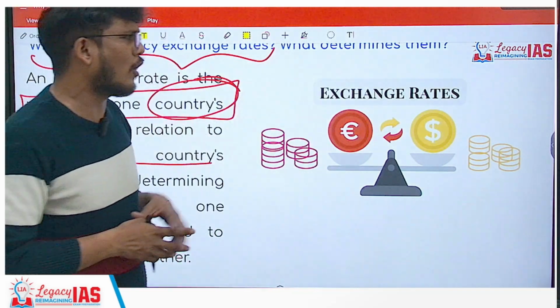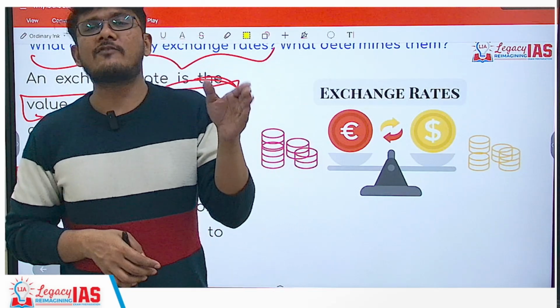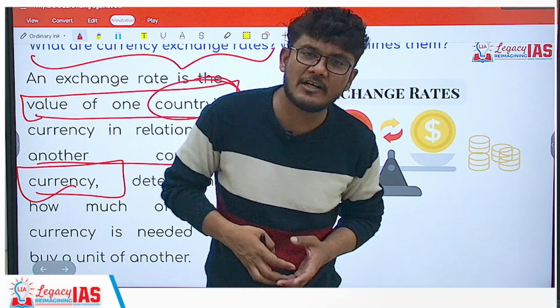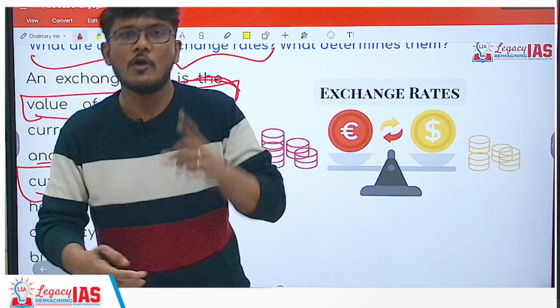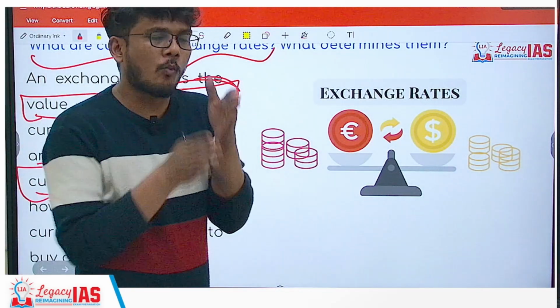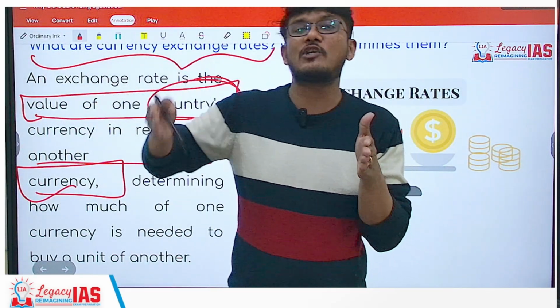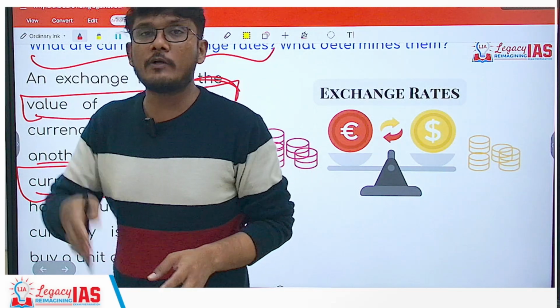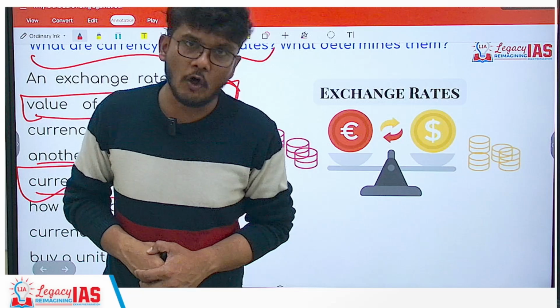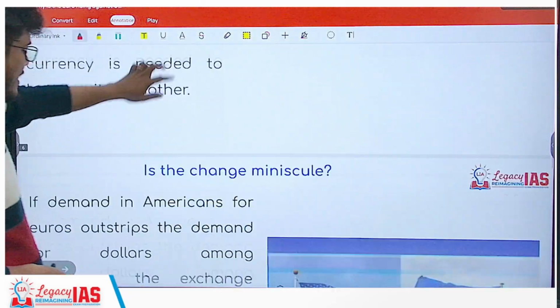If you take in terms of dollars and rupees, $1 is equivalent to around 87 rupees. That means you require 87 rupees to buy one single dollar. In this manner, if you say 1 euro equals $1.09, that means you need $1.09 to buy one single euro. That is what is meant by the exchange rate.